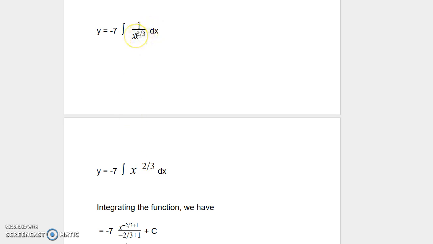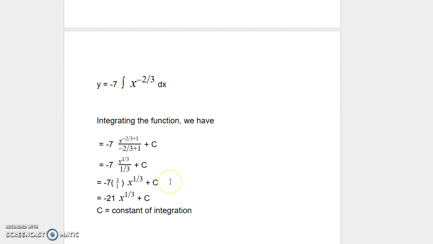When we have a term in the denominator with a positive exponent, when it comes to the numerator, the exponent converts to a negative sign. So the given expression becomes y is equal to -7 integral x to the power of -2 over 3 dx. Now we are ready to apply the integration process. When we do that, this is how it's going to convert. -7 remains the same. It's a constant. Integral x to the power of -2 over 3 dx converts to x to the power of -2 over 3 plus 1, divided by -2 over 3 plus 1, plus c.